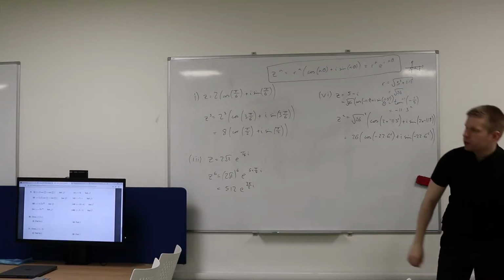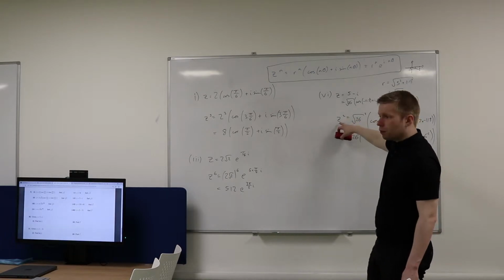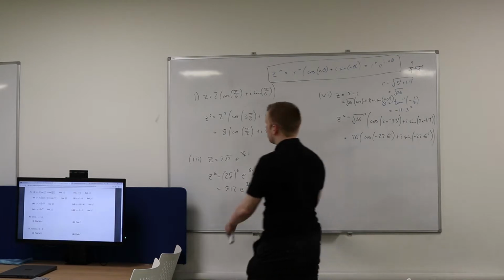Let's move on to what happens if we start taking roots of complex numbers. Okay, so we're happy with taking powers of complex numbers. Let's see what happens if we start taking roots. So we start finding the square root or the cube root.